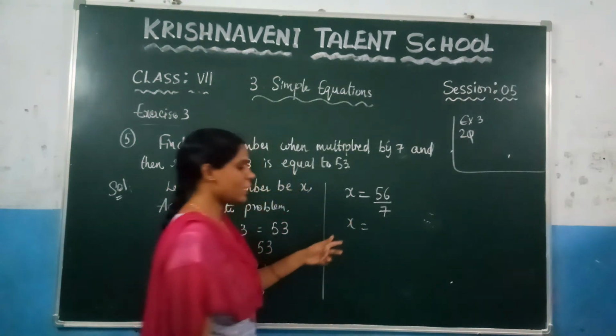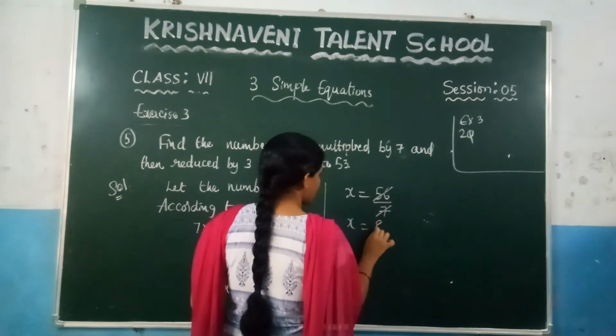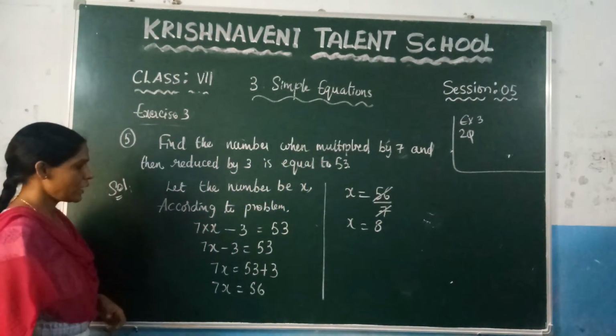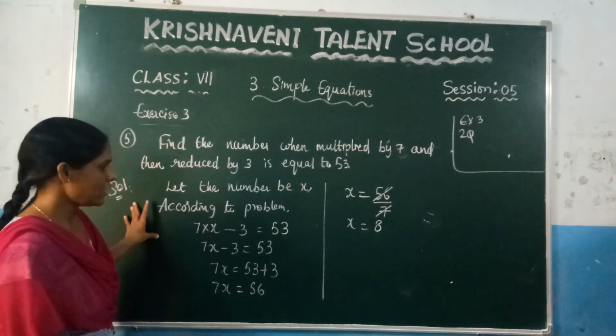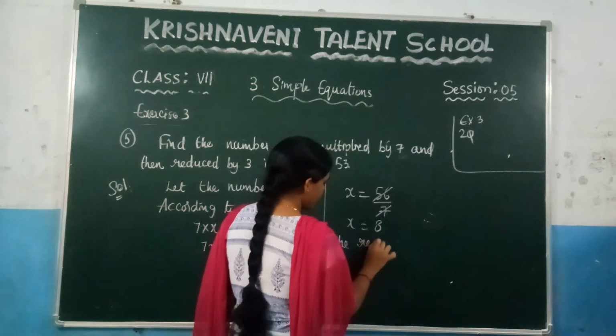In the 7 table, when do you get 56? You get 7 eights are 56. Right? So what is the value of x here? Which is 8. So write it here at last, therefore the required number is 8.